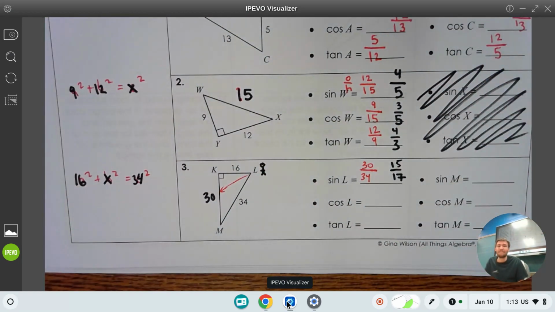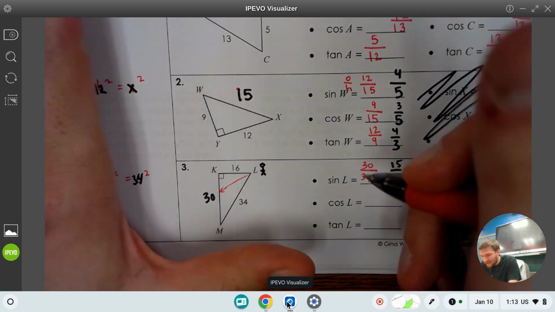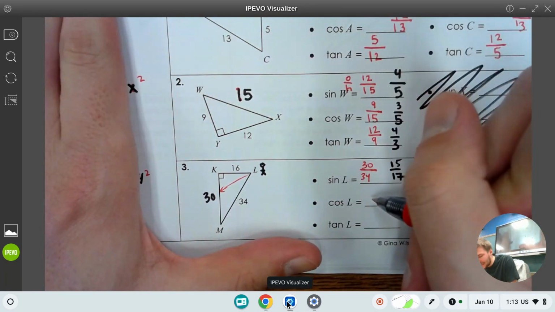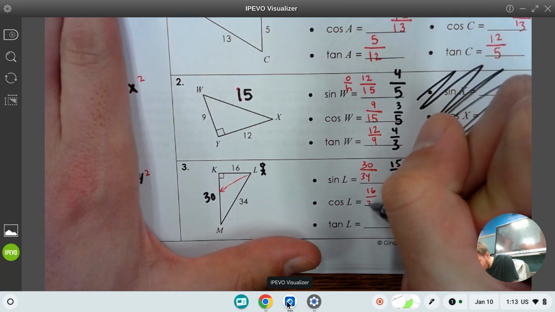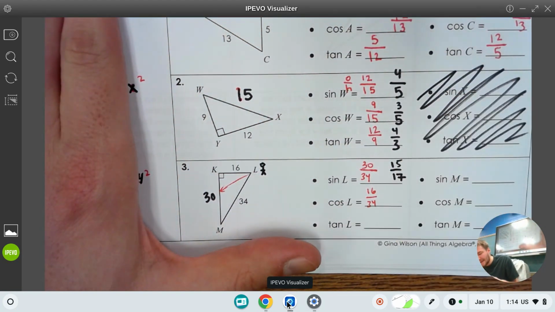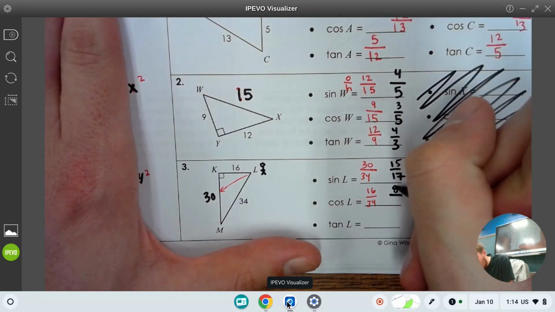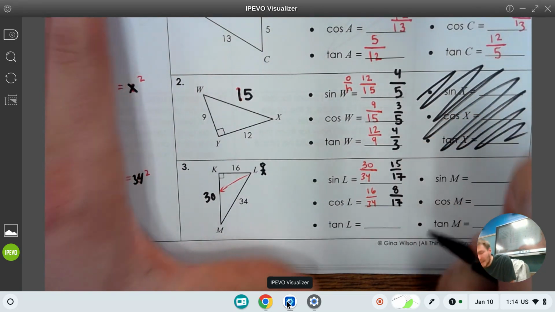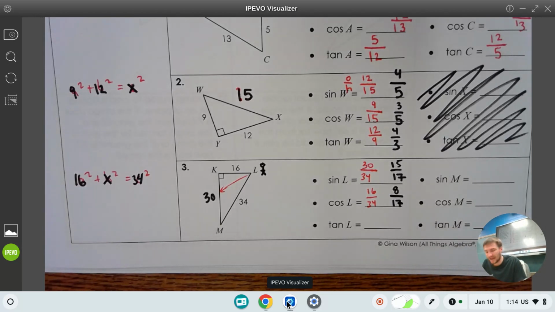If you got that, honestly, you pretty much get it, okay? Let's finish out this question. The cosine is going to use the adjacent number, 16 over 34, and just to save time, I hope you got 8 over 17. The last one is going to be the tangent, which is the opposite over the adjacent.